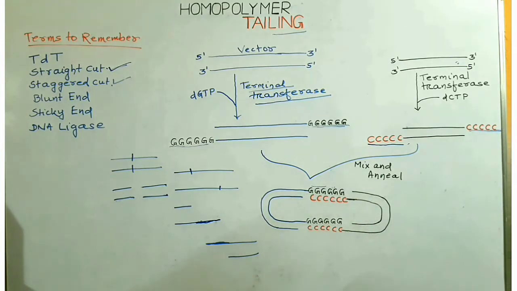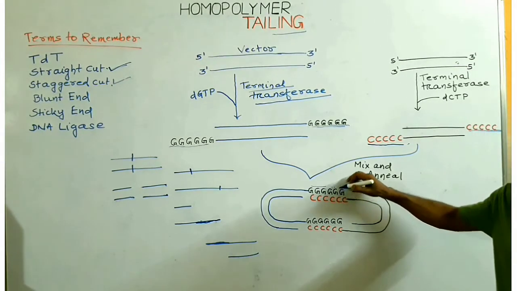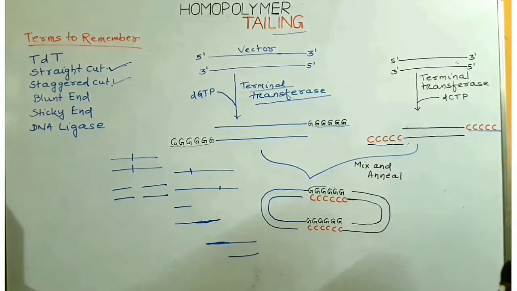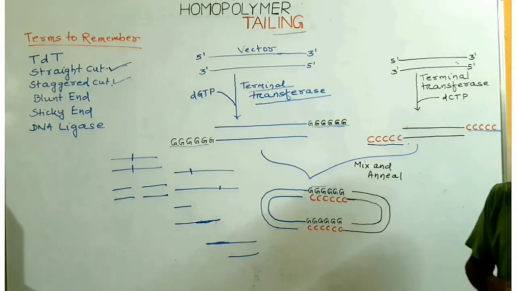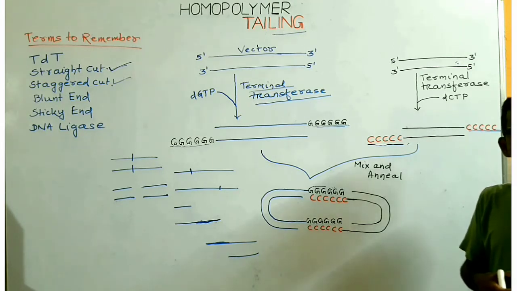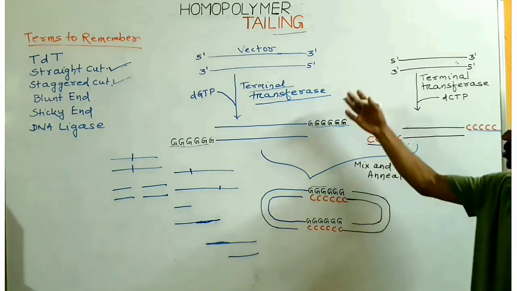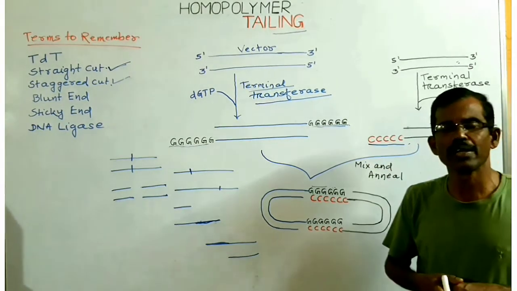So the presence of complementary cohesive ends at the 3' end brings the two DNA molecules into close proximity, by which ligation can occur very easily with the help of the enzyme DNA ligase. So friends, this is about the process of homopolymer tailing.